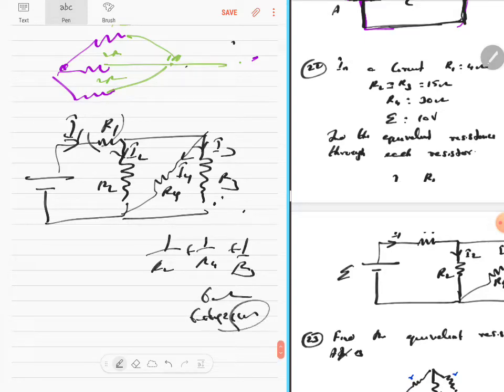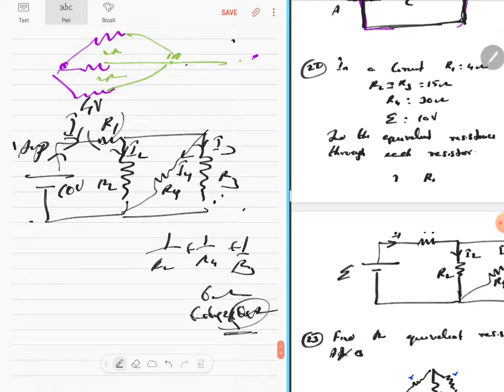The EMF of the circuit is given to be 10 volts, and 10 ohms is the equivalent resistance. So the current through the circuit will be 1 amp. Then you multiply that ampere into this resistance. This resistance was R1, which is 4. So 4 volt goes here. The balance, 10 minus 4, will be 6 volt, which will appear across this, correct?